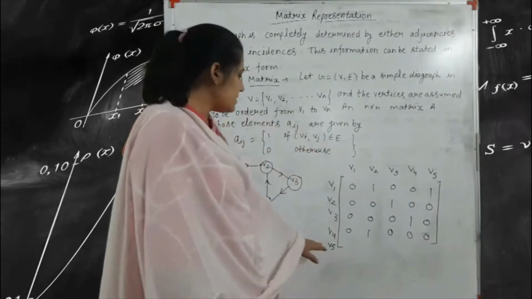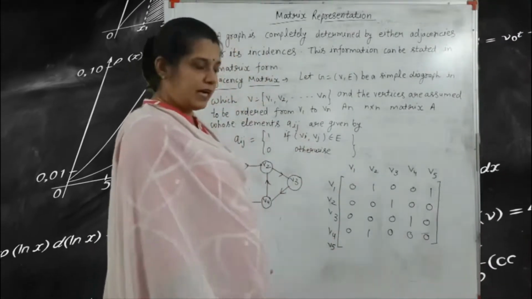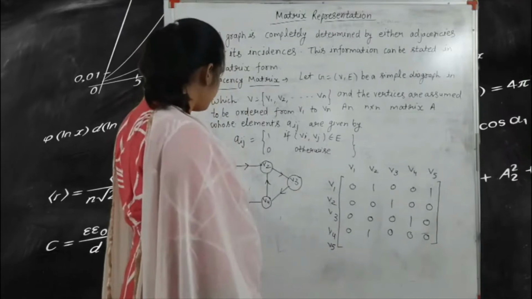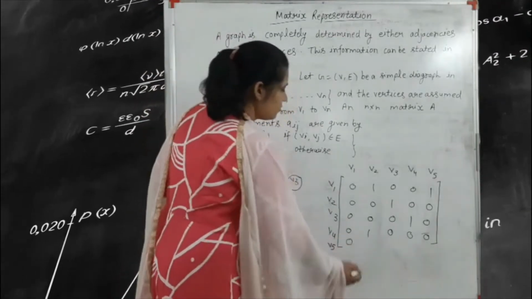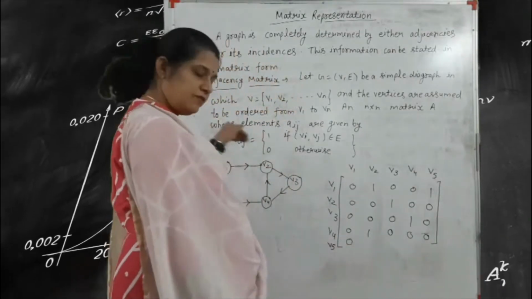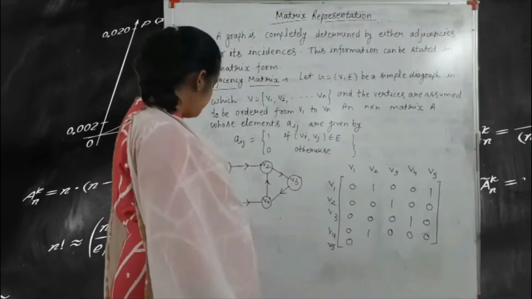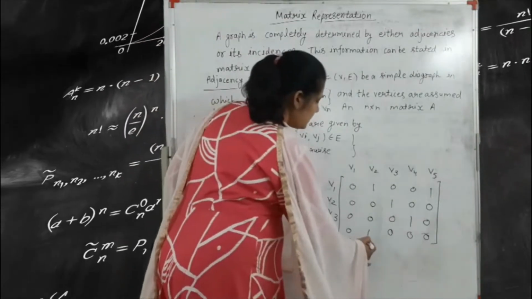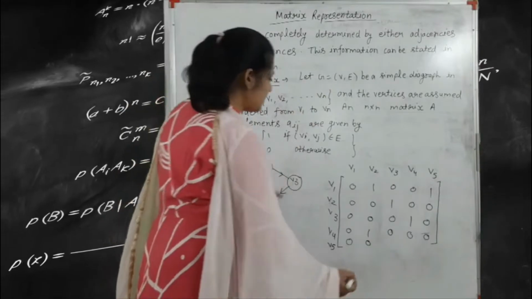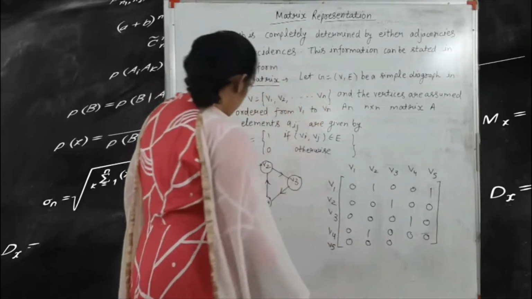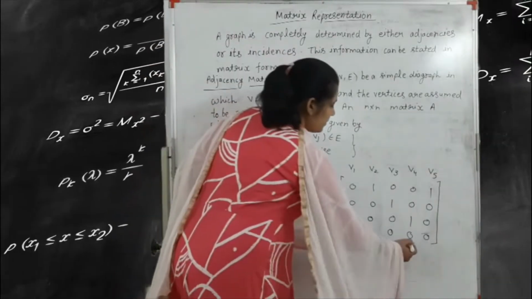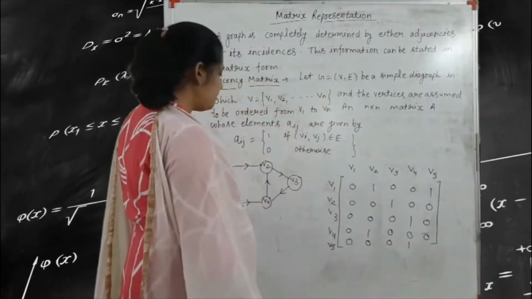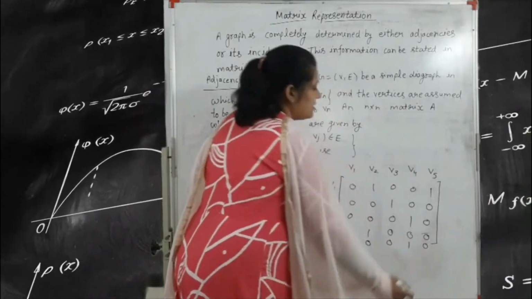Next, the last vertex is V5. V5 to V1, we write 0 because our direction is V1 to V5. V5 to V2, again 0. V5 to V3, again 0. V5 to V4, 1. And V5 to V5, we write 0.